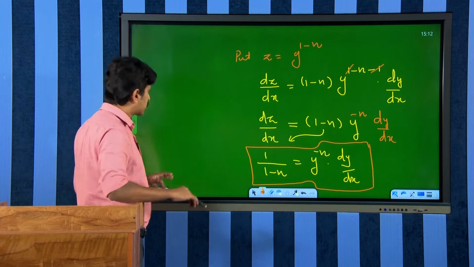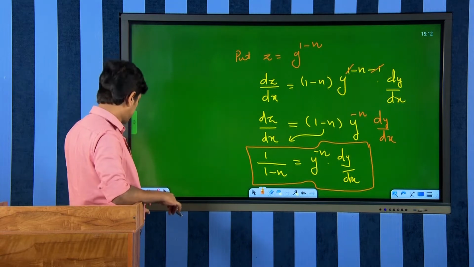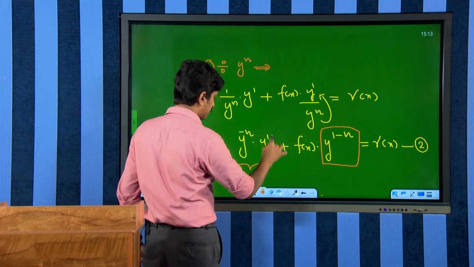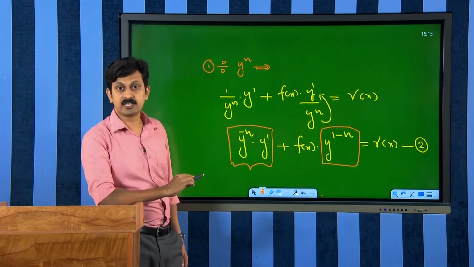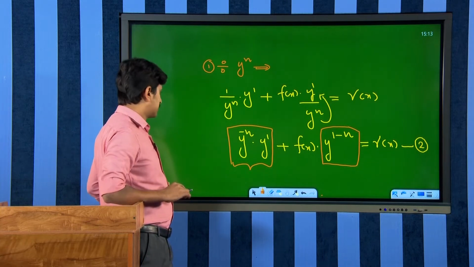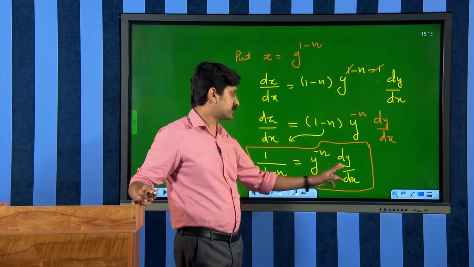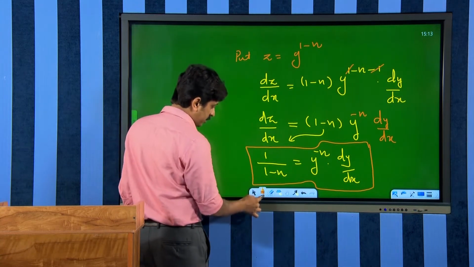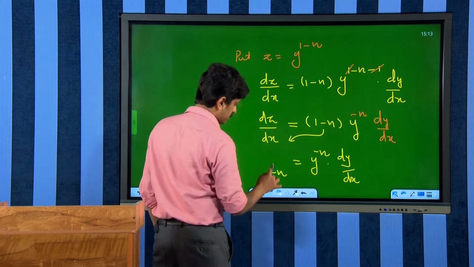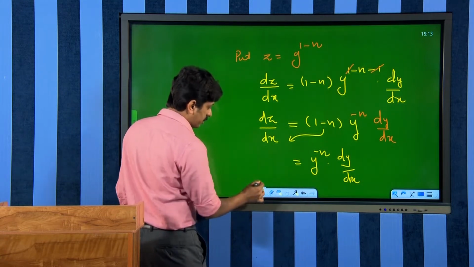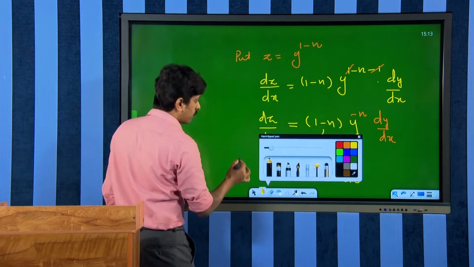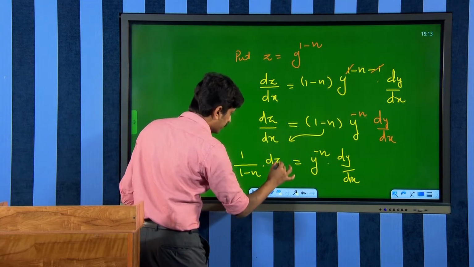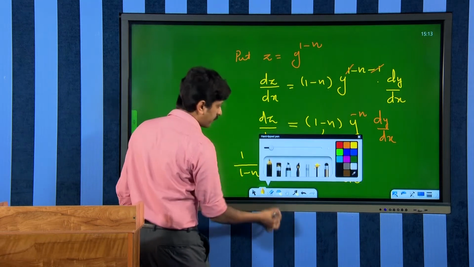See, we can come back to our original differential equation. In our original differential equation, we have y raised to minus n into y dash, that is y raised to minus n into dy by dx. That we found is equal to, sorry, I have just made a mistake here. It is actually 1 by 1 minus n into dz by dx. Okay, fine.